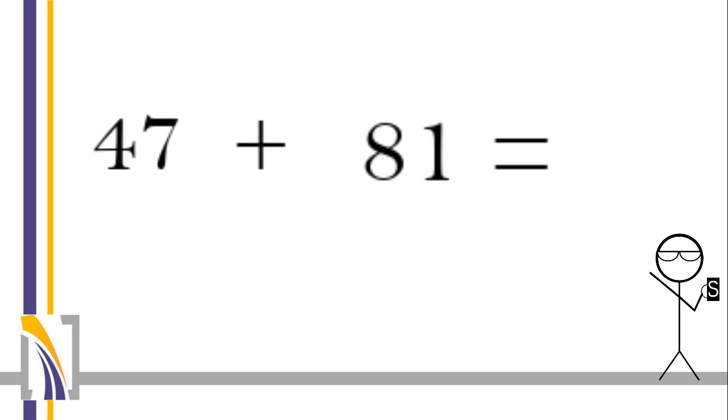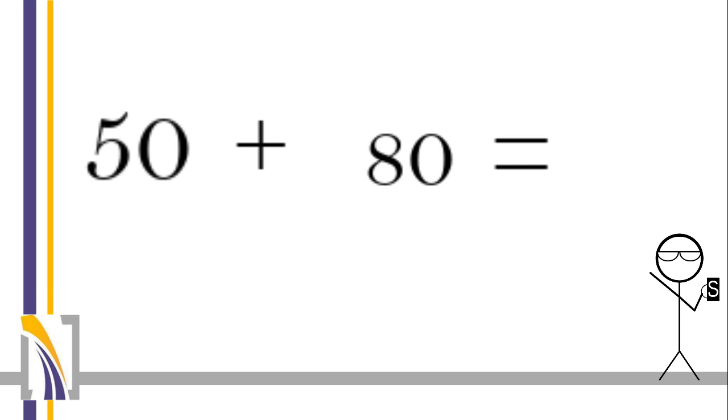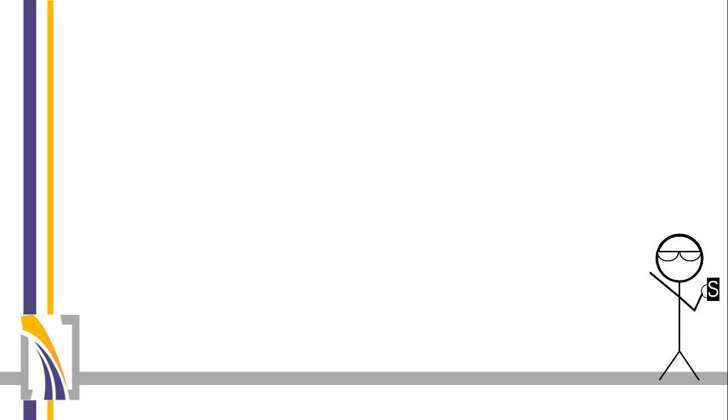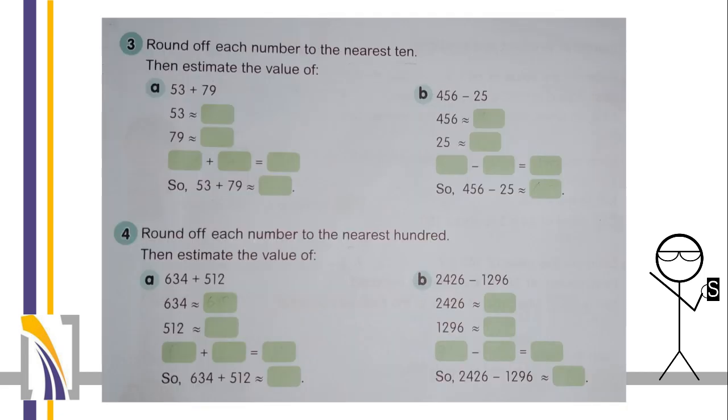Now, if we want to estimate it, we need to round the numbers off first. So 47 goes to 50 and 81 goes to 80. So 50 plus 80 becomes 130. So we could say that 47 plus 81 is about 130. So once again, before we count the numbers, we need to round them off first. We need to round them to the nearest 10 or the nearest 100. Okay, do you understand? Well, let's try this exercise. Please pause the video and then continue after you finish working on it.